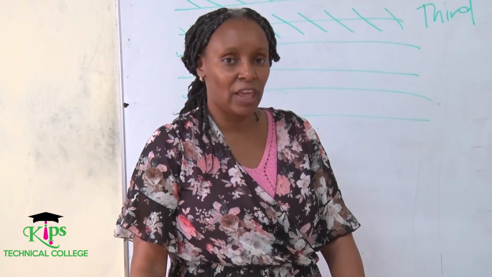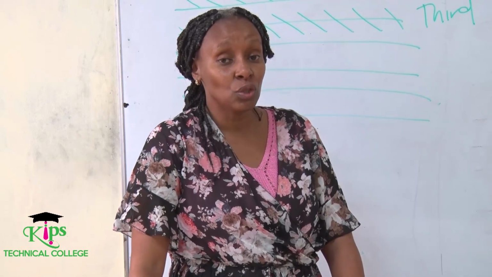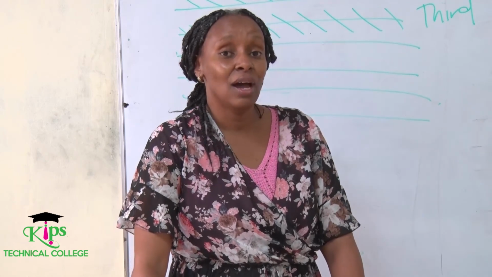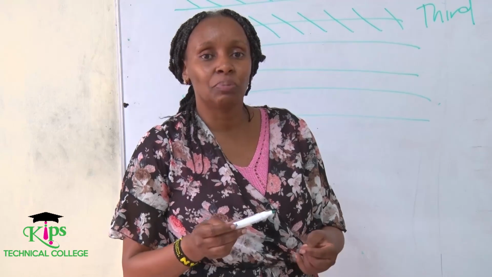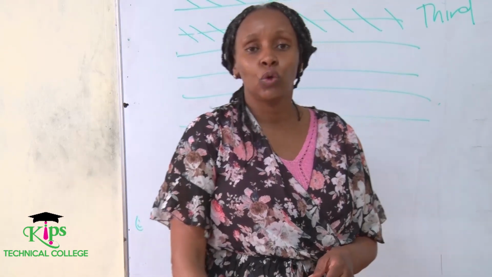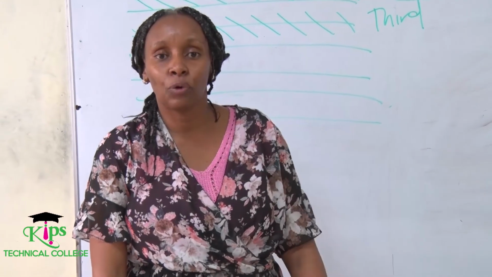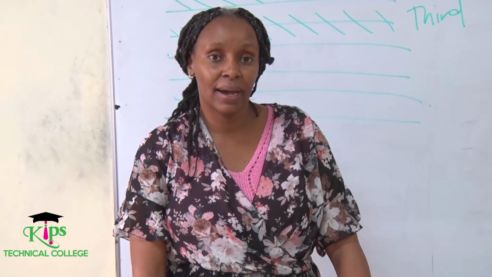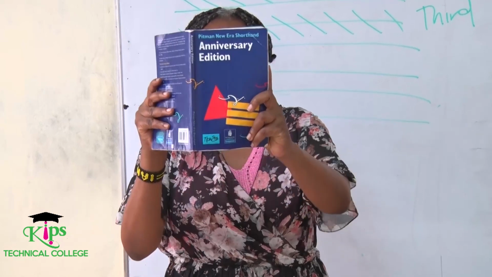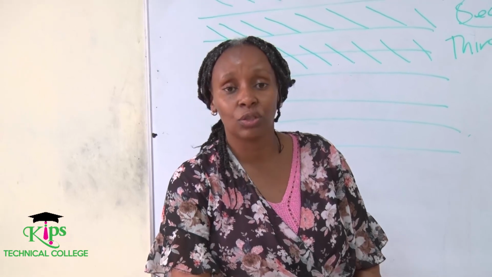So remember, you need to have the specific pencils that I told you about. You also need to have a sharpener, because this pencil keeps breaking, so you need a sharpener. Then you need to have an A4 ruled line book, and of course you need to have this book. This book is very important for shorthand students.